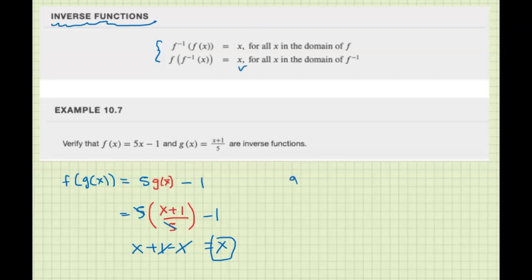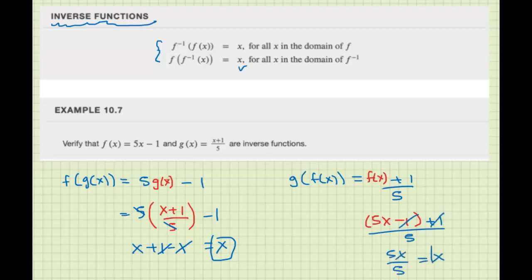Now we're going to do g of f of x. So we start with the g function, x plus 1 over 5. The x gets replaced by f of x because we're plugging f into g. So we get parentheses 5x minus 1 plus 1 over 5. If these cancel out, we get 5x over 5, which is x again.